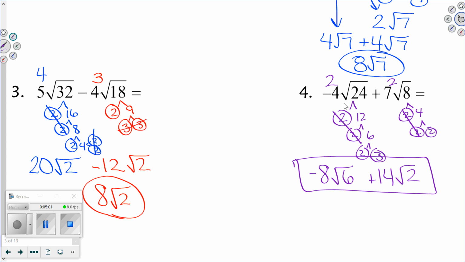A couple people put those together and turn that into a radical 12. That is incorrect. Do not turn that into a radical 12 or a radical 8. Don't do anything with those. That's like an x and a y. They are different. We cannot put those together. And it's all right to get answers that don't simplify as far as you might want them to.